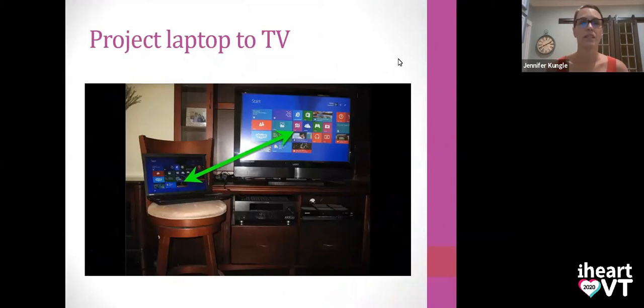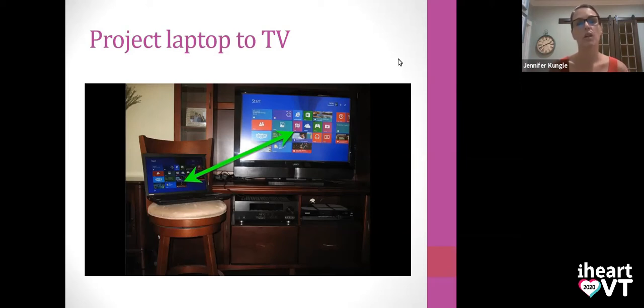Now, one of my favorite things that I'm recommending for all of our patients is, if possible, to project your laptop onto your television. What that's going to do is take the near visual world and get it out in space. We don't want things super close to our face because that really causes a lot of eye strain and fatigue. It can cause blurry vision, double vision, and headaches if you do it long enough.